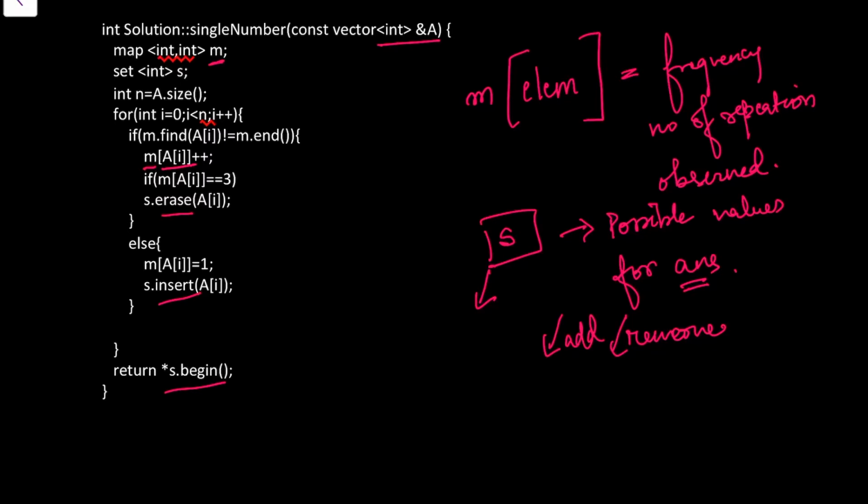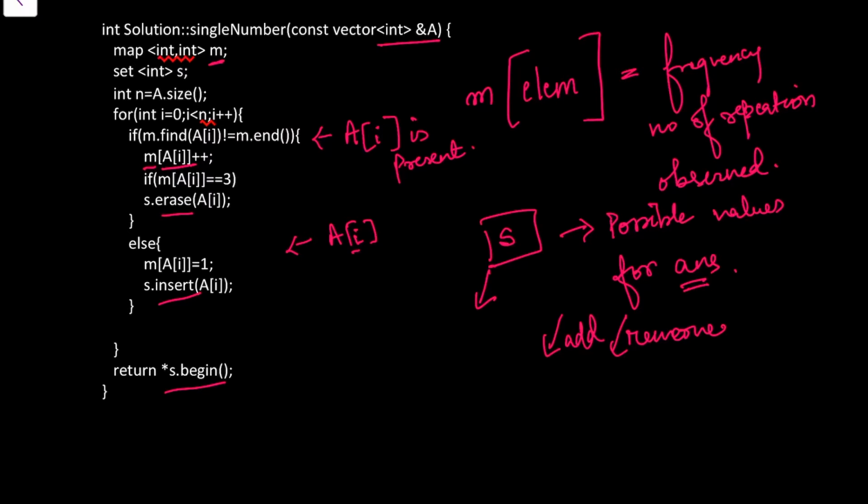And those conditions are also very simple. So m dot find ai is one of the functions of the map, which returns m dot end if the element ai is not present in the map currently. So this condition, not equal to m dot end, means that the ai key is present inside the map. So that is one case, and this is the other case, that ai is not currently present in the map.